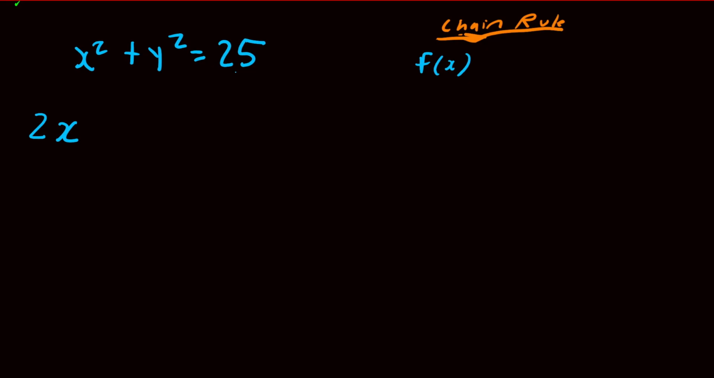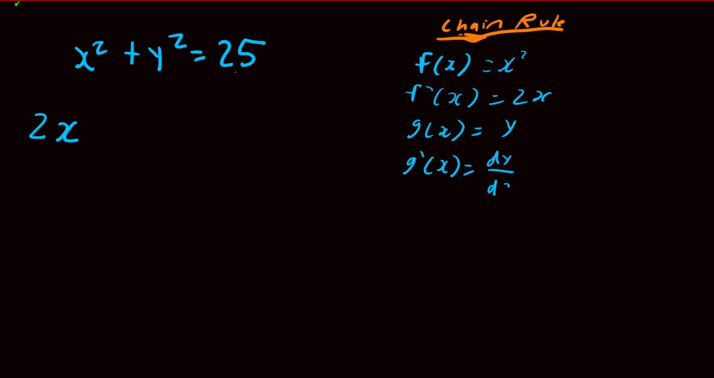I'm breaking it down really, really simply. Let's say f of x is x squared. f prime of x, we know what that is. And then g of x is y, and g prime of x, what's the derivative of y? Just dy/dx. So now, using the chain rule, we get 2y dy/dx. So, the derivative of y squared is 2y dy/dx.